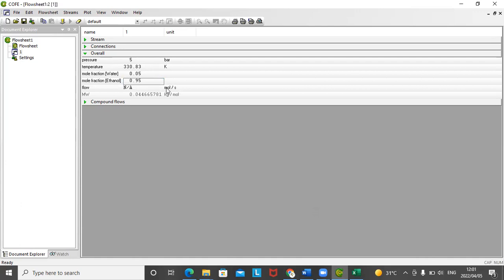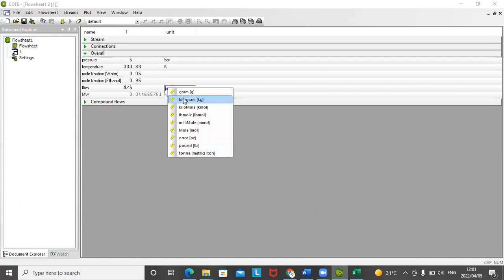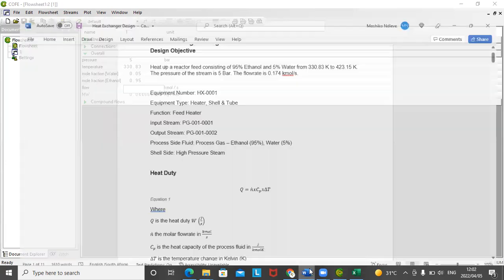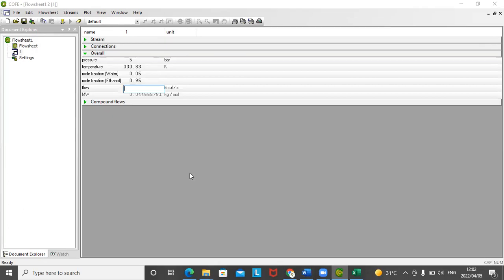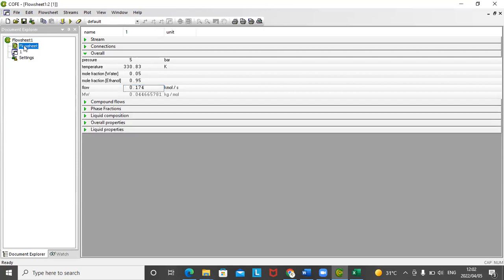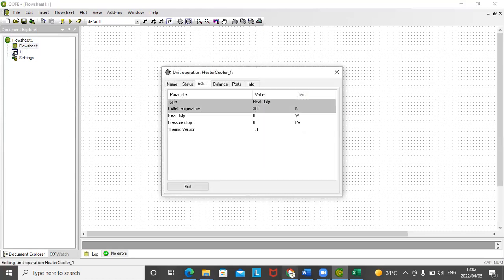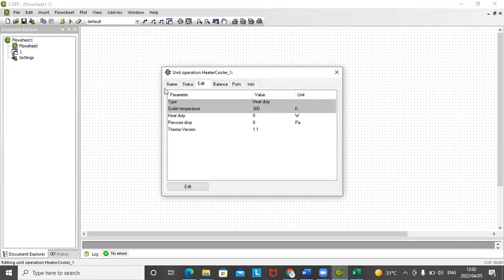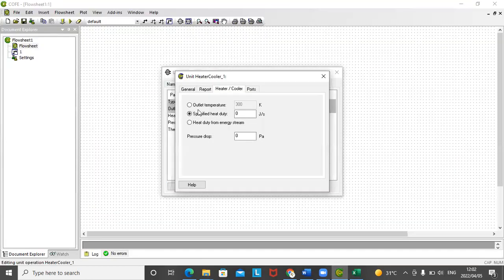At 5% water, and let me just confirm that, and 95% ethanol. That's given us, and then our flow rate was given in kilomoles per second, and that flow rate was 0.174 kilomoles. And then we know that our heat exchanger, we need to heat up the stream to 423.15 Kelvin. So our outlet temperature will be 423.15 Kelvin.